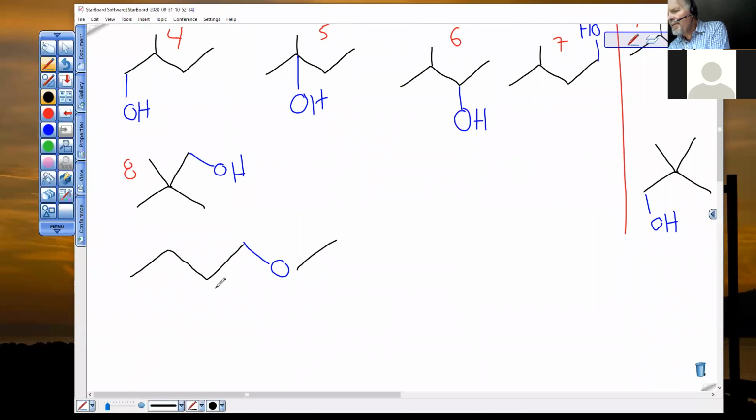C5H12O, 1, 2, 3, 4, and 5. H12, we got 3, 5, 7, 9, 12. And that one fits. And just like before, there's 4 in a row with the OCH3 off the end carbon. How about 4 in a row with the OCH3 off the second carbon? That's different, isn't it? That's different.